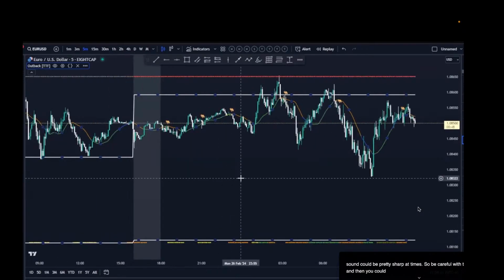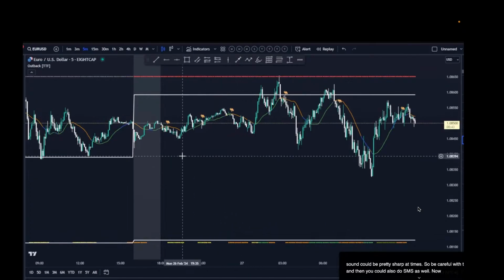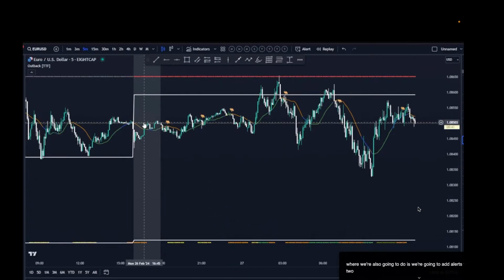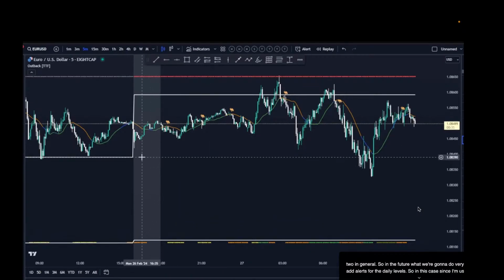Now, in a further update, what we're also going to do is add alerts for case 2 in general. So in the future, what we're going to do very shortly is add alerts for the daily levels. In this case, since I'm using case 2, we're going to have a case 2 general bias.